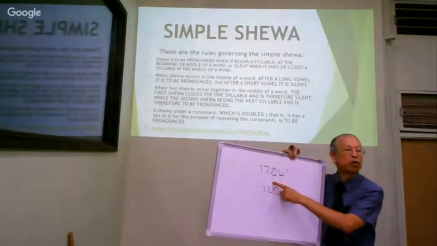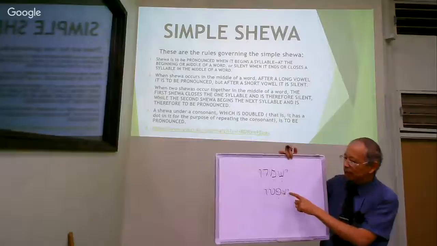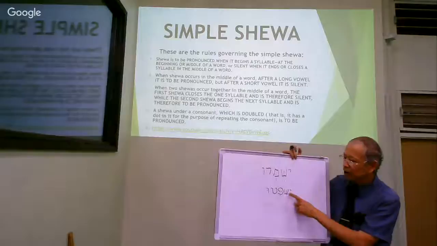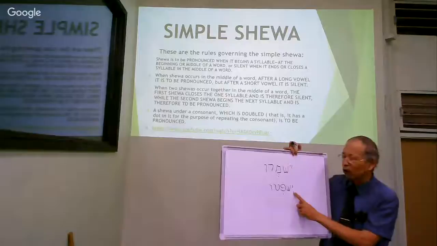Yishmeru. They will keep or they will watch or they will guard. Yishpetu, same thing over here. Simple Shewa under the shin, but because it closes the first syllable, it is not to be pronounced. It also comes after a short vowel, kiri.